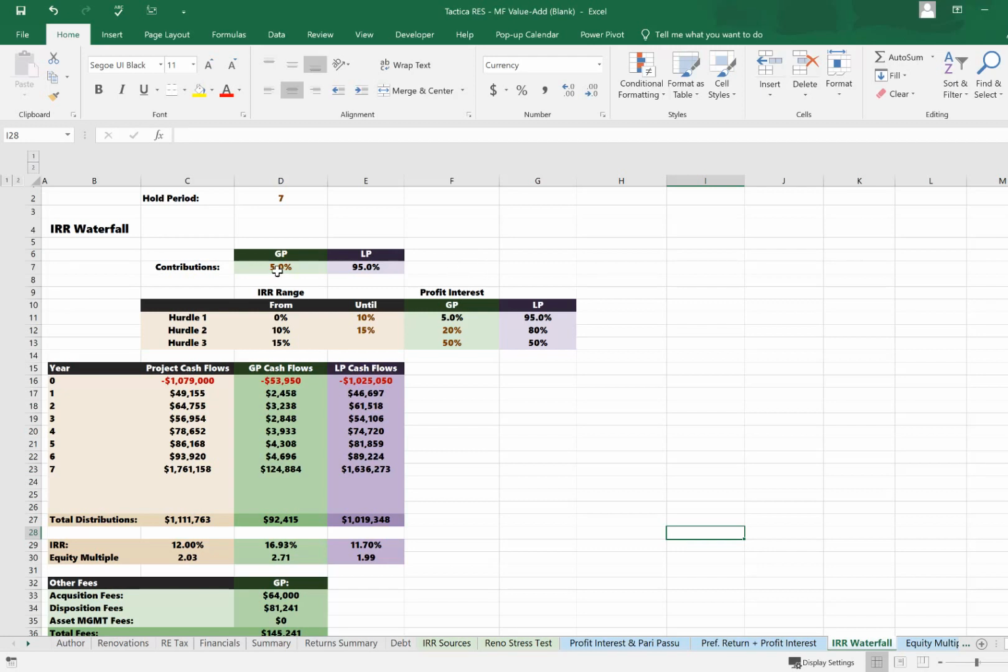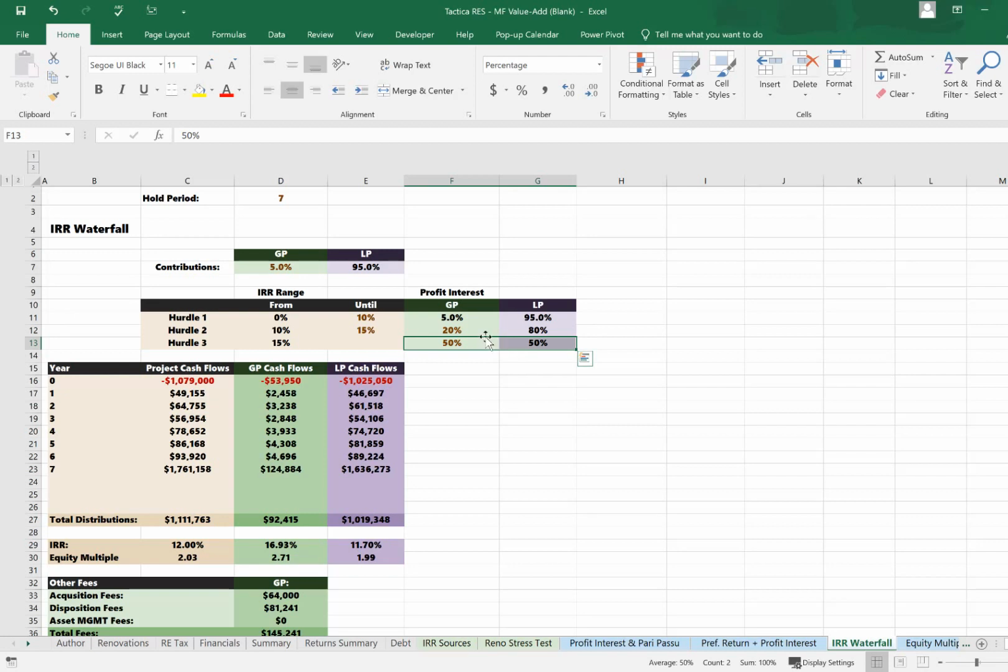You can see here that we have a contribution percentage that the GP and LP would put in like we do with any of the other partnership structures. And then we get into the hurdles. So this model allows for 3 different hurdles, from a 0% to a 10% IRR, from a 10% to a 15% IRR, and then 15% and up. So from 0 to 10%, the profit interest would be the same as the contributions. The cash flows would be distributed pari passu. And then from 10 to 15, it'd be a 20-80 split between the GP and the LP, and then 15 and up would be a 50-50 split.